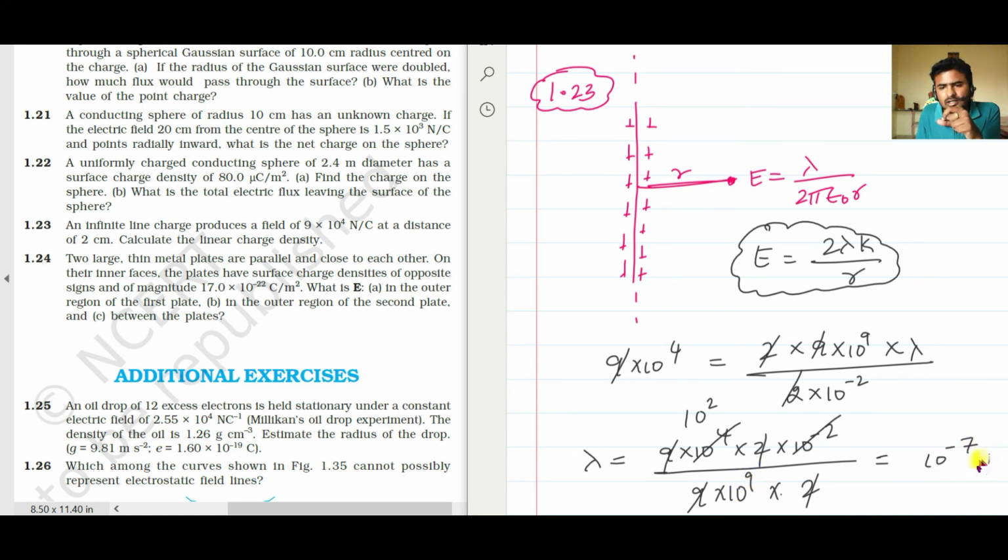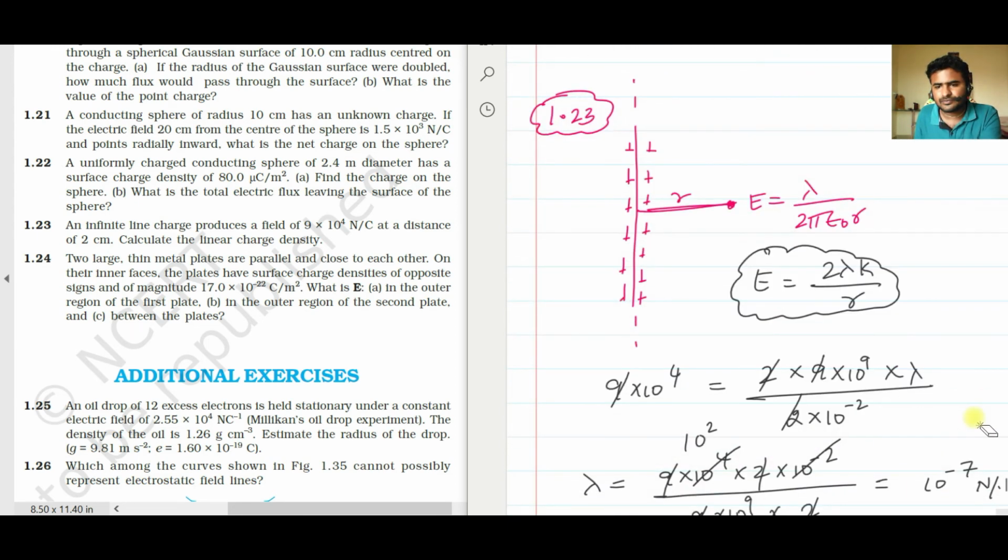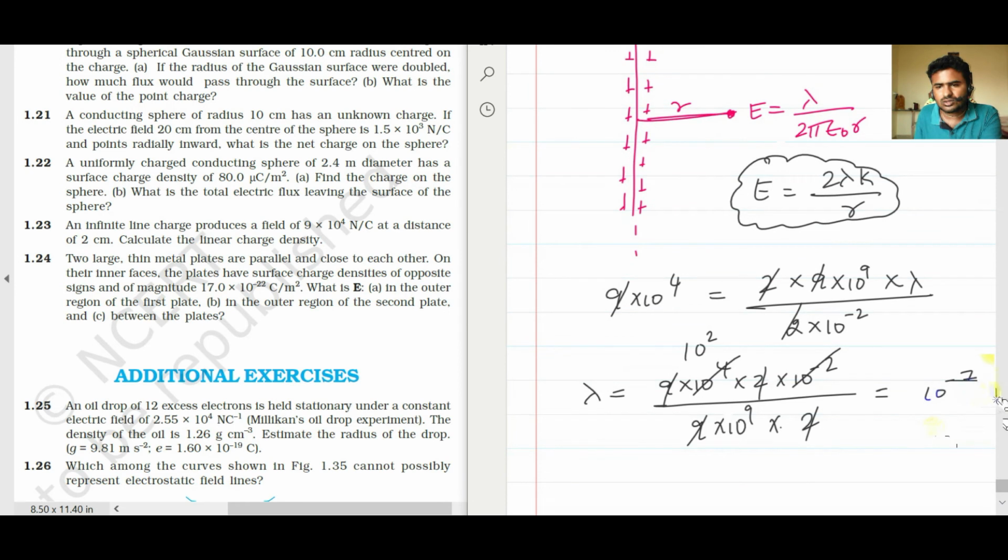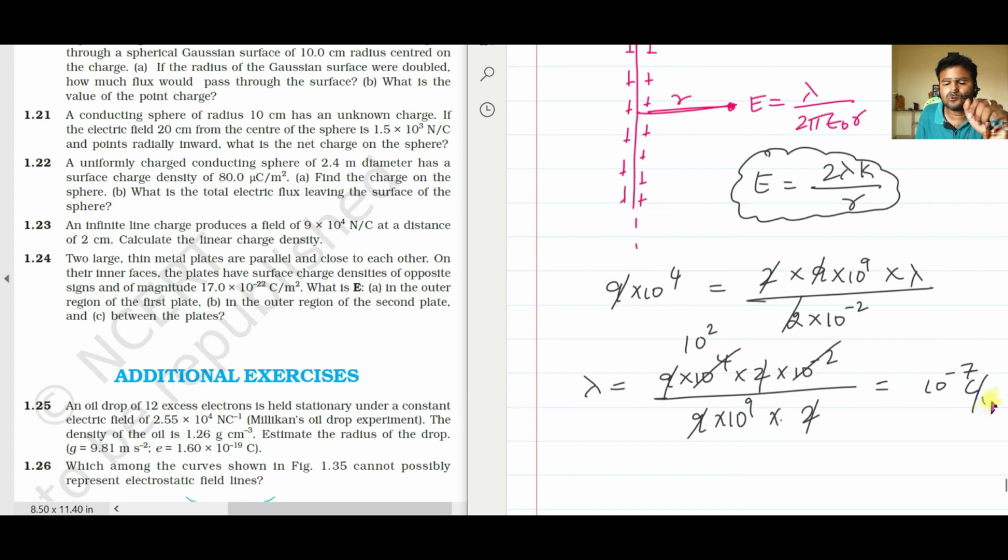10 power minus 7 Newton Coulomb per meter. 10 power minus 7 Coulomb per meter is what we get, because it is charge per unit length, so the unit is going to be Coulomb per meter, right? So that's the answer for this question.